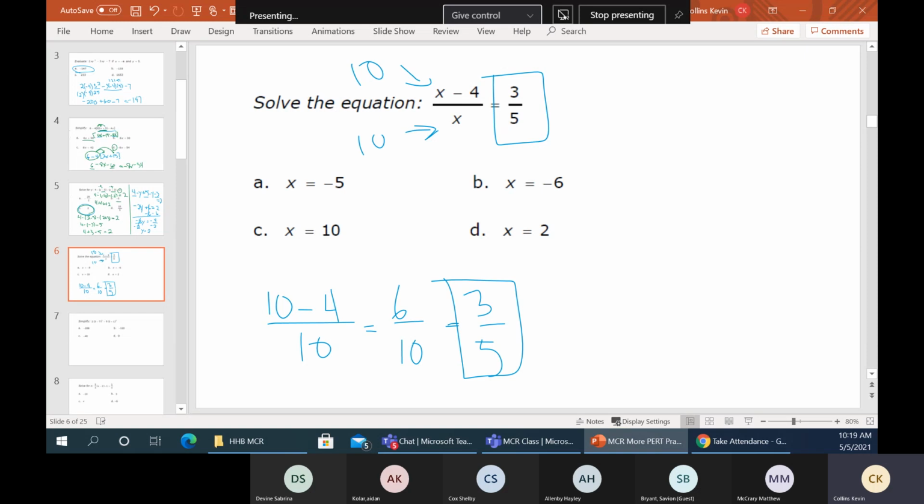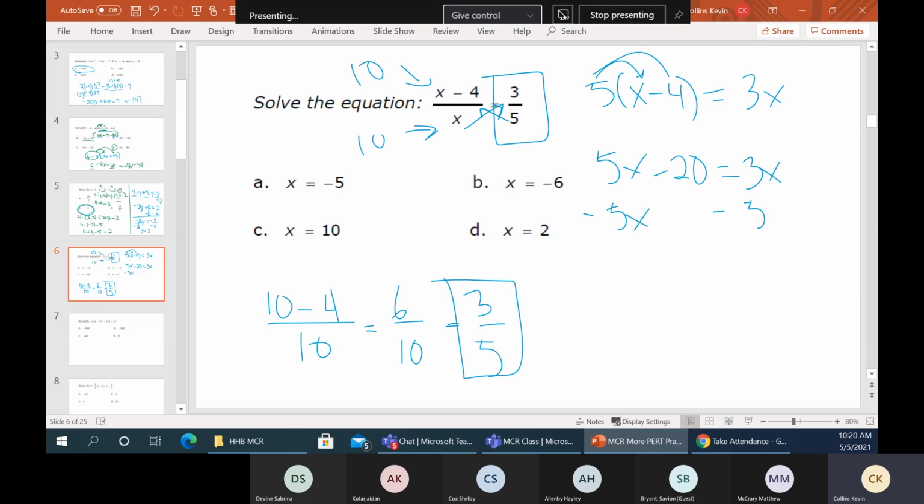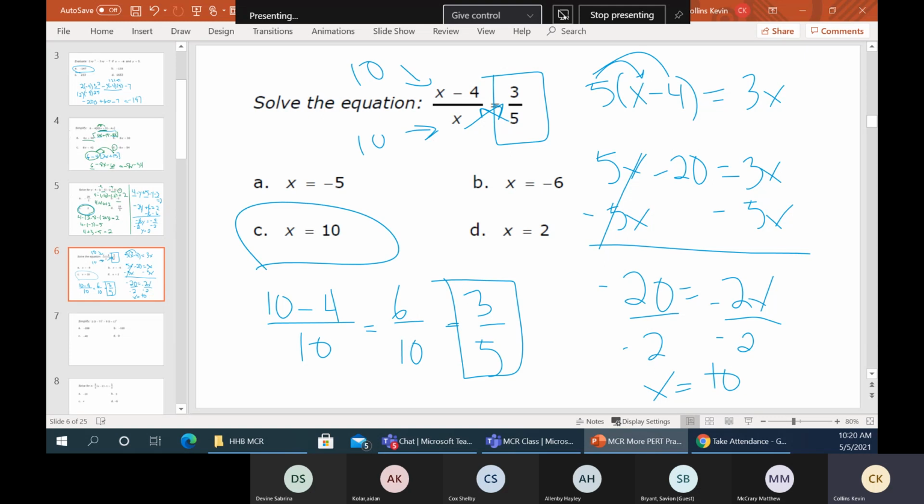Now the other way you could do this is you'd cross multiply. So if I cross multiply these guys, I get 5 times x minus 4. If I cross multiply this way, I get 3x. So then I have to distribute here, so I get 5x and then minus 20 equals 3x. Subtract 5x from both sides. These guys go away. I get minus 20 equals 3 minus 5 is minus 2x. Divide by the negative 2. And x equals 10. All right, nice job, Haley.